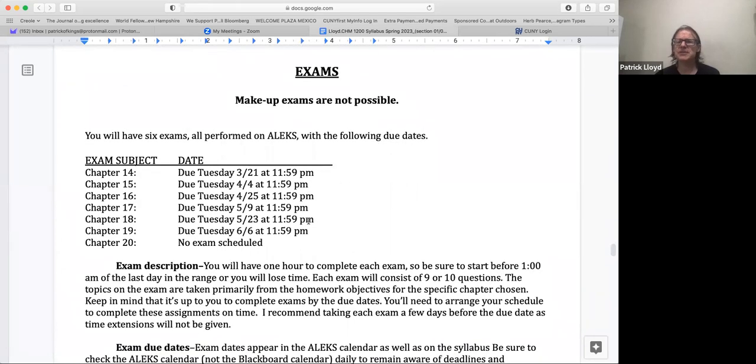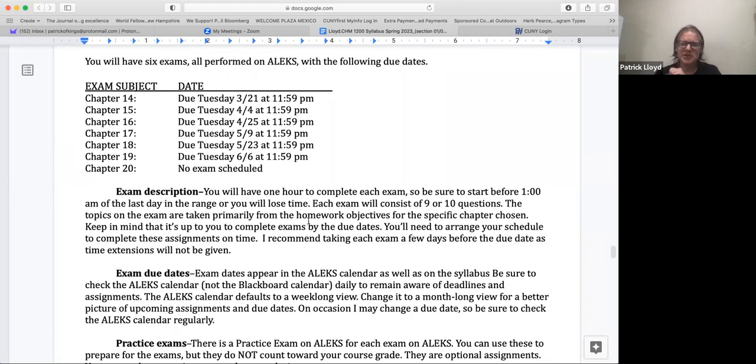There are 6 exams. There are no makeup exams. Make sure you pay attention to these due dates. These due dates are essentially the same as the homework assignments, except for the fact there is no exam for chapter 20. The exams go from 14 through 19. Actually, I've shortened them. They're no longer an hour with 10 questions. They're going to be 5 questions and you have 35 minutes. I apologize for the slight errors in here. So 35 minutes, 5 questions each.